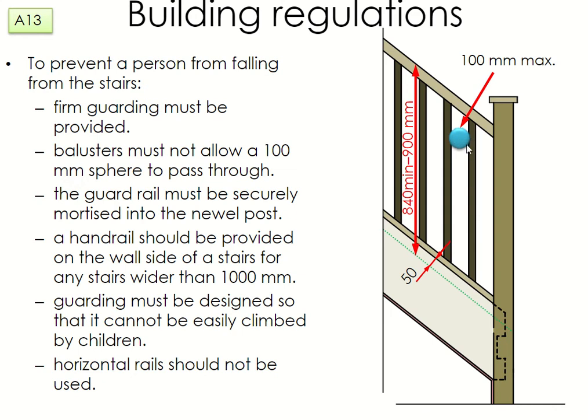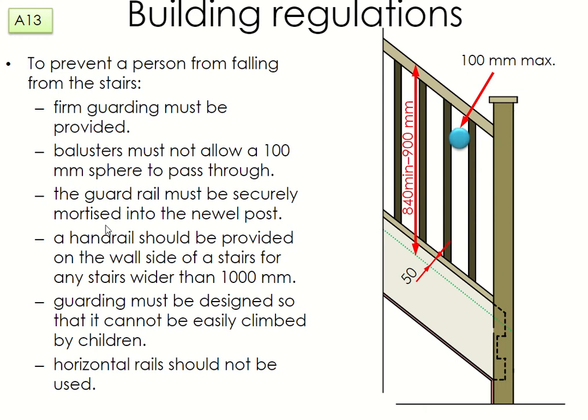In other words, it should be hard to pass an object that is 100 millimeters or bigger through in between. The idea of this is that nobody can fall. The guardrail must be securely mortised into the newel post. So this is the rail here. It needs to be mortised or jointed into the newel post.